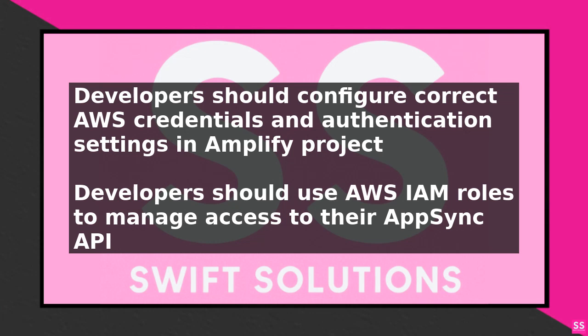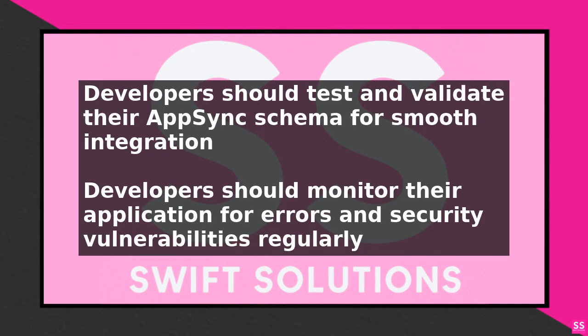Best practices for AWS Amplify AppSync integration. To ensure a smooth and successful integration of AWS Amplify and AppSync, developers should follow best practices such as testing and validating their AppSync schema, using AWS IAM roles to manage access, and monitoring their application for errors and security vulnerabilities. By following these best practices, developers can build scalable and secure applications that meet the needs of their users.